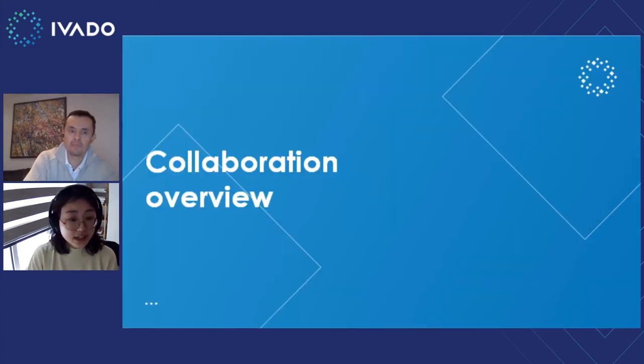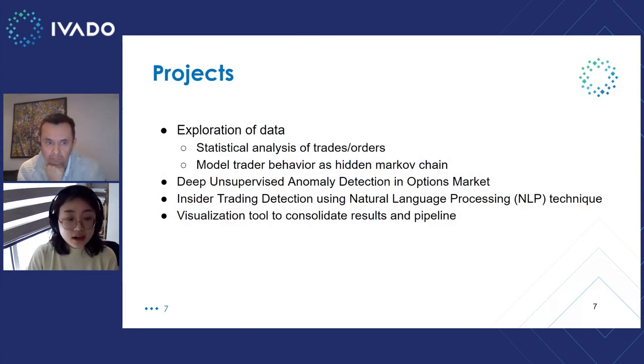I will talk about our collaborative projects. These are the projects we have been working on in the past 2-3 years. The first is simply a project to do some statistical analysis on our data sets to better understand our market participants, the trades and orders. The next two projects, anomaly detection in the option market and insider trading detection, are where we started using artificial intelligence. And now I pass over to Professor Morales to talk in more detail about these two projects.